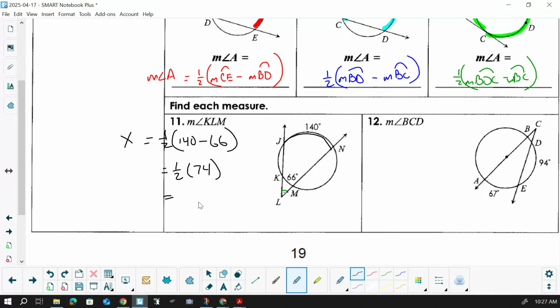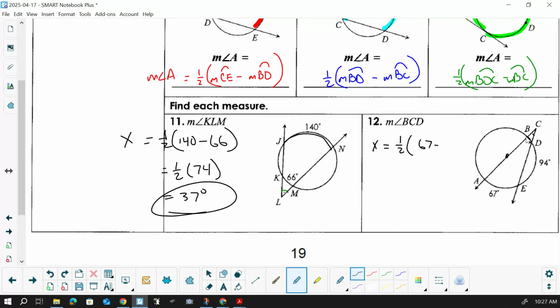1/2 times 74 is 37. All right, this one, BCD. That's that angle on the outside, BCD. So the angle equals 1/2 of the big arc, 67, minus the small arc, which is, we don't have it, do we? So how are we going to figure that out?